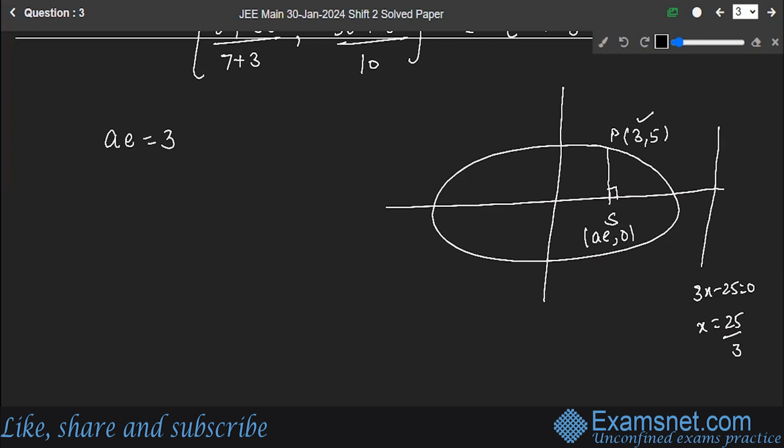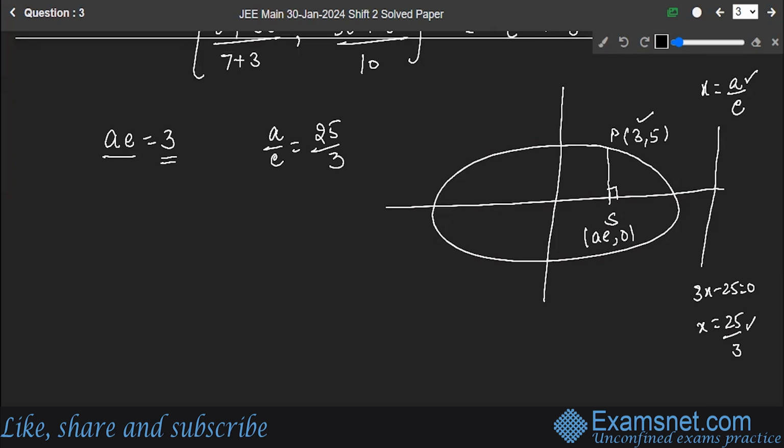And this is the equation of the directrix. The directrix is always given as x is equal to a upon e. So here x is equal to a upon e, that means a upon e is equal to 25 upon 3. And from here you have ae is equal to 3, right?